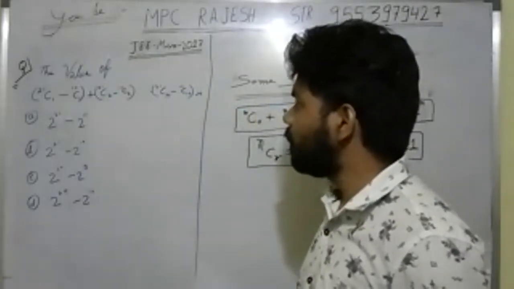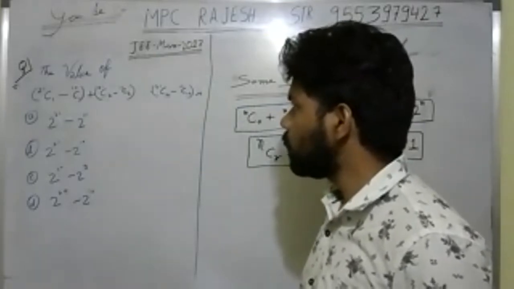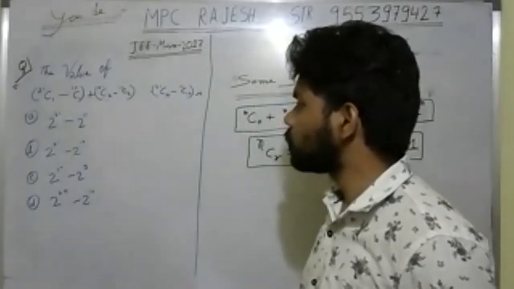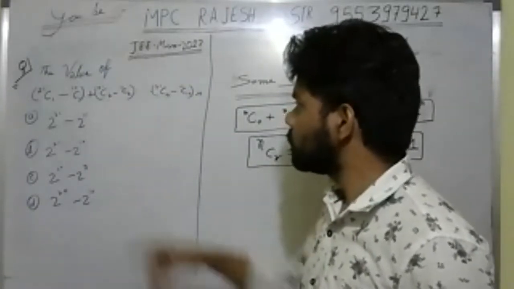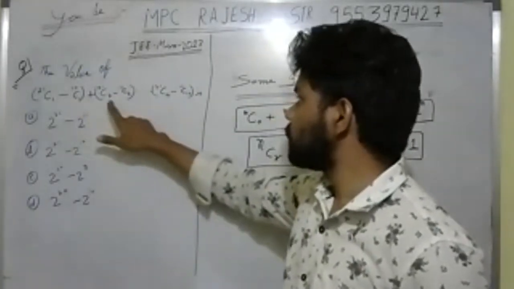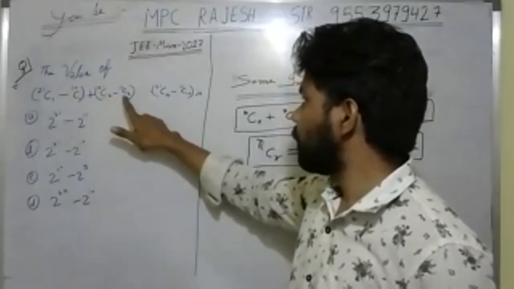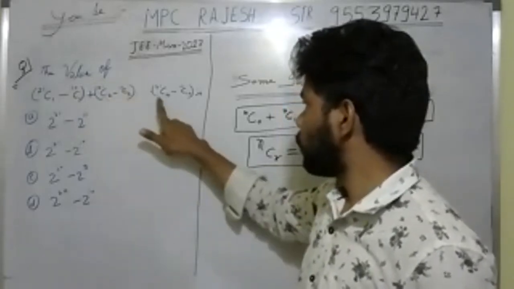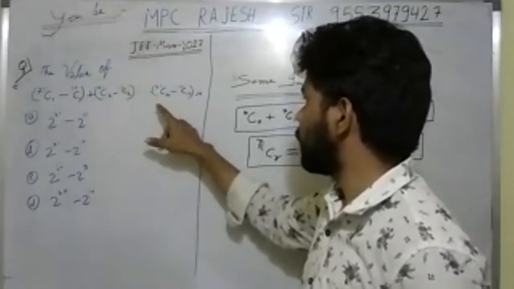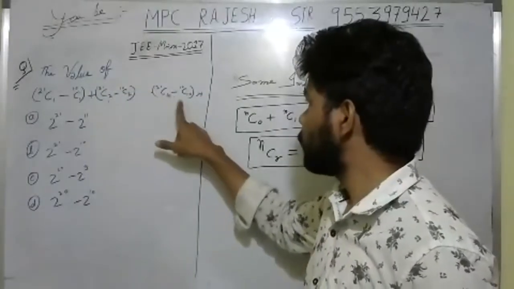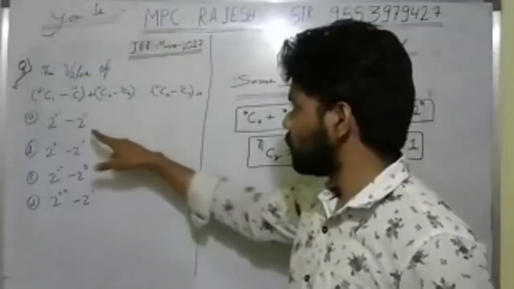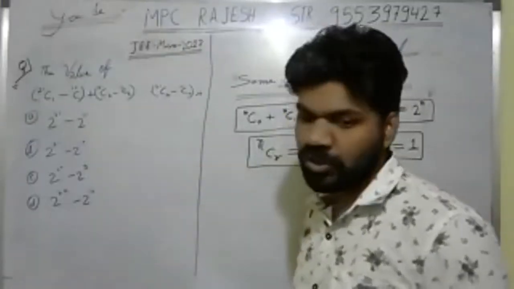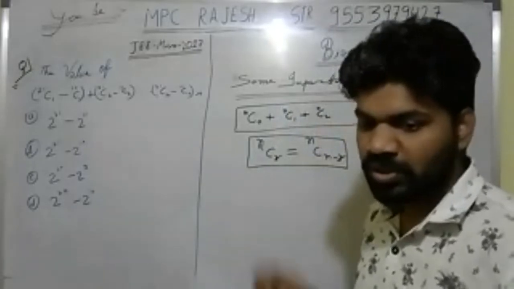The question is: the value of C(21,1) minus C(10,1) plus C(21,2) minus C(10,2), and so on, this many terms are added, up to C(21,10) minus C(10,10). So what is the value of this? A, B, C, D, which is the correct option? So this is your question.